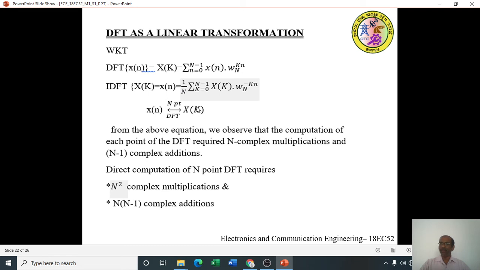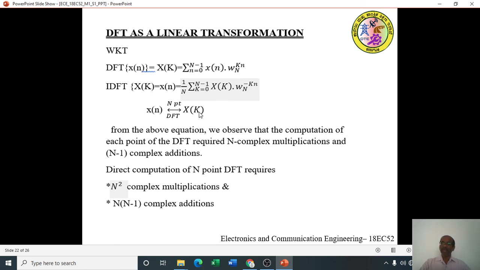In literature, we always represent this as a transform pair, that is x of n with an N-point DFT becomes X of k, or X of k with an N-point IDFT will become x of n. Therefore, these two are said to be transform pairs.